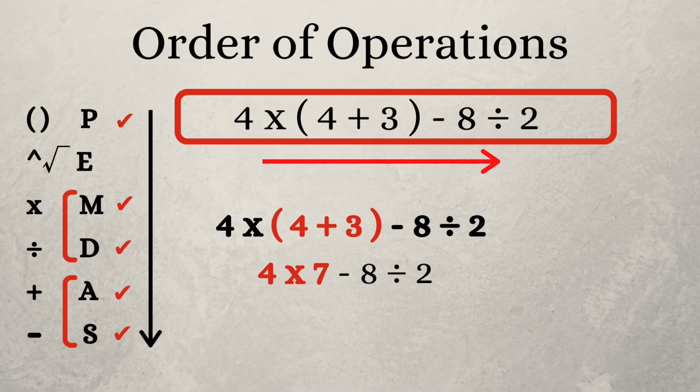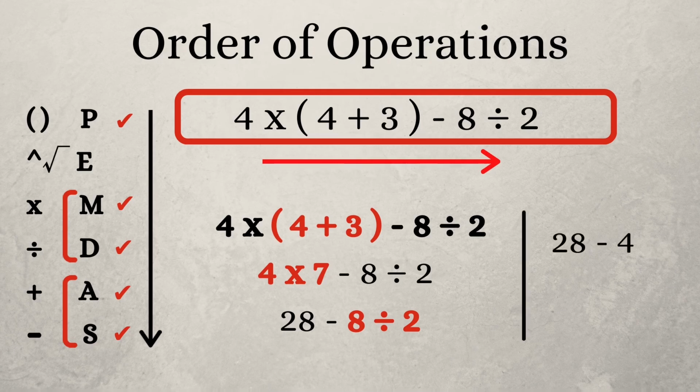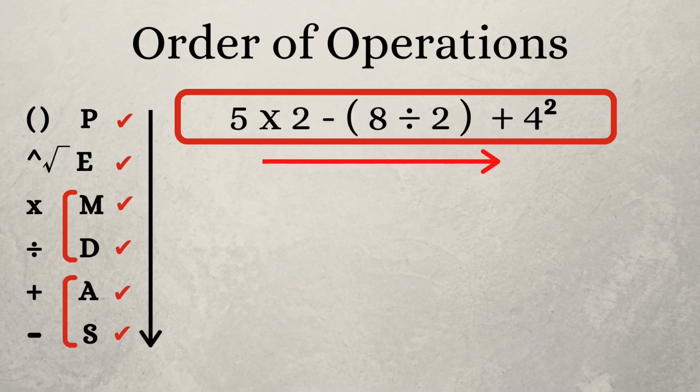The next level of importance goes to multiplication and division. So moving from left to right, we calculate 4 into 7 first as 28. Then we do 8 divided by 2, which gives us 4. Thus 28 minus 4 will become the final answer, 24. Coming to our final expression. Here we have parentheses, exponents, and all the basic operations.